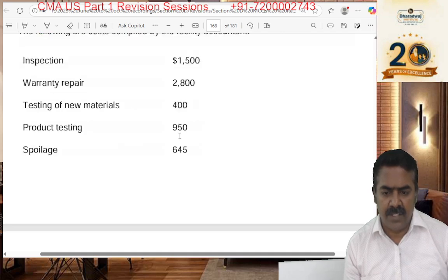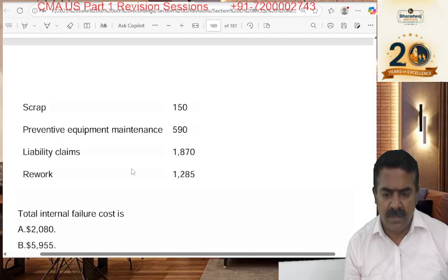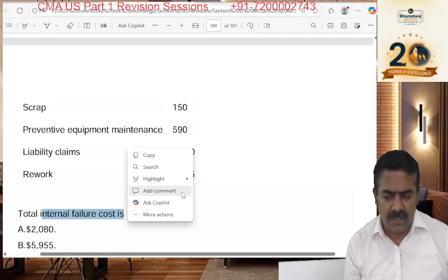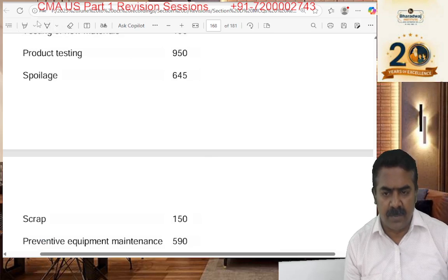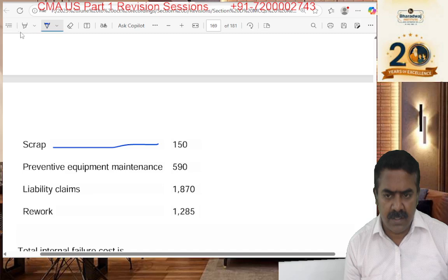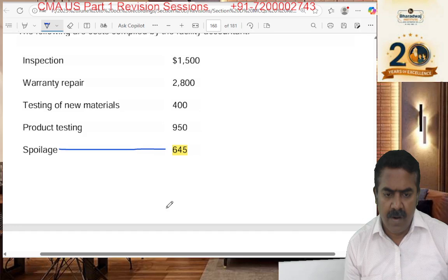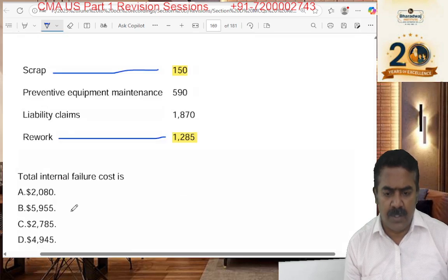Inspection, warranty, repair, testing of raw material, product testing and spoilage, scrap. Total internal failure cost, they ask. Product testing is not a part of failure cost. It is part of your appraisal cost. 645 can be the thing. It's a failure, internal failure cost. Scrap, yes, it is part of internal failure cost. Then rework is also part of which one? Internal failure cost. 645 plus 150 plus 1285. What is the answer? 2080. Internal failure cost.